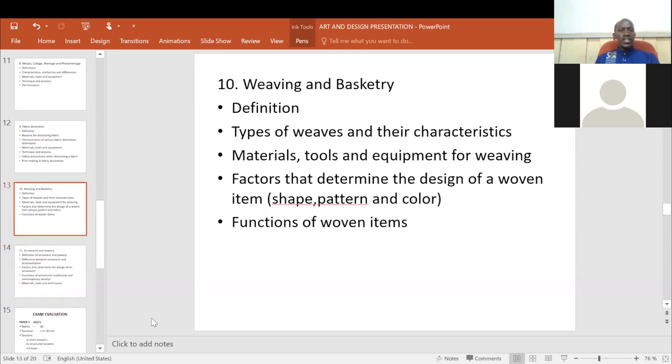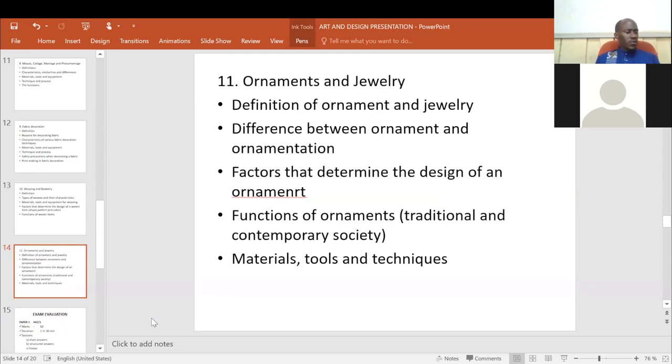That is the first and the foremost important detail the candidate should be able to talk about. You must be able to understand what is an ornament and what is a jewelry. Then we have the difference between ornament and ornamentation. Let the candidate be able to understand and to highlight the difference between ornament and ornamentation.